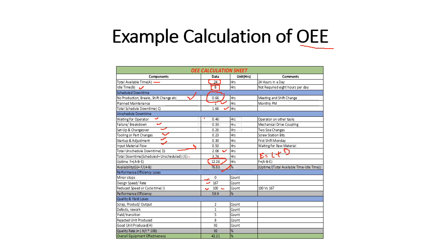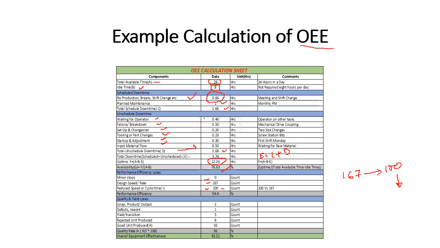Okay, now we will discuss the quality. So out of 167 design, we have produced 100 papers. Now say, are all 100 papers of good quality, or are there some pages where the color is not coming properly, or some pages are torn? So all these things we have to check.